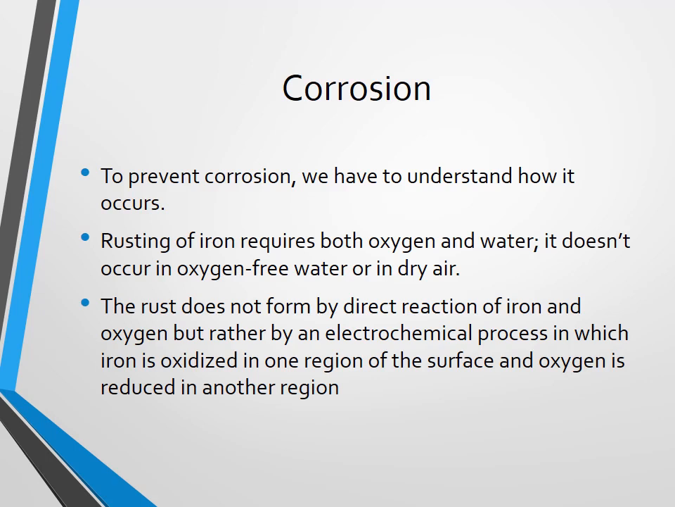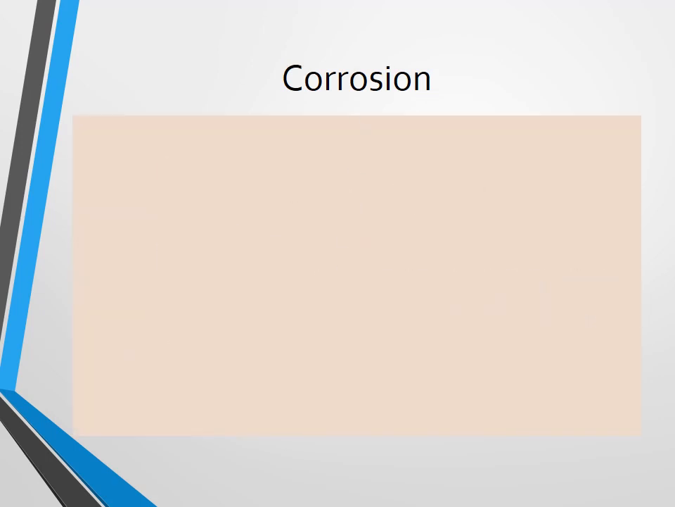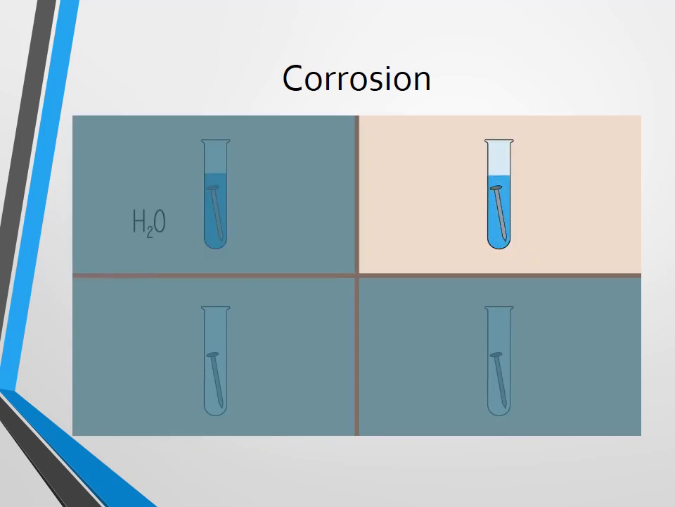Let's see a simple experiment. Place an iron nail in 4 test tubes. Fill one with regular tap water until the nail is submerged. Fill another with regular tap water and add half a spoonful of sodium chloride, regular table salt. Shake from side to side to ensure that sodium chloride fully dissolves.